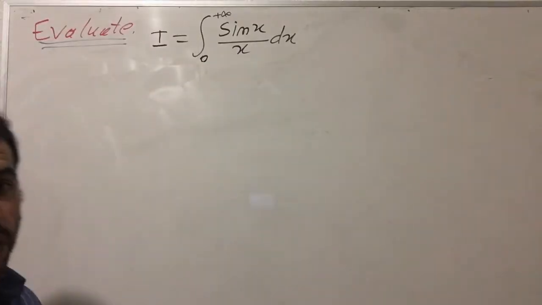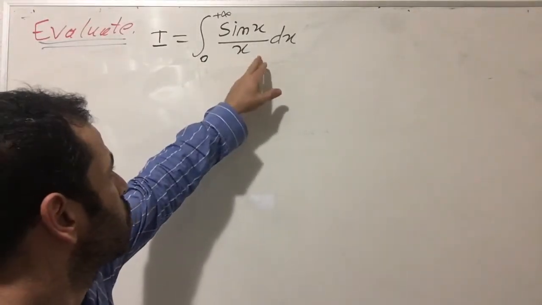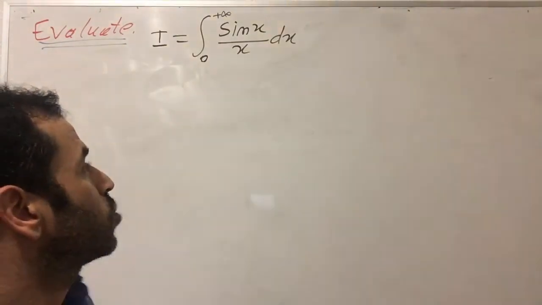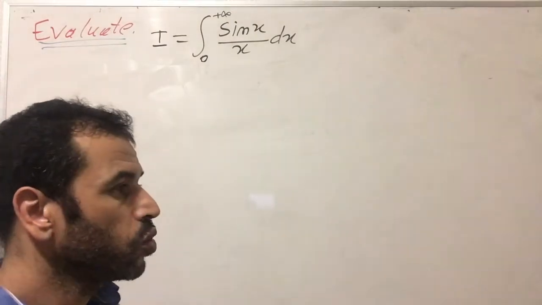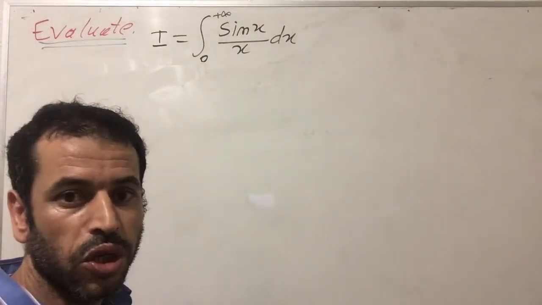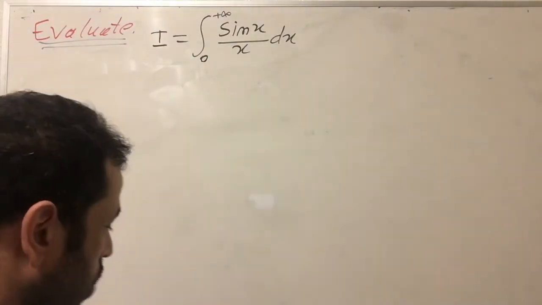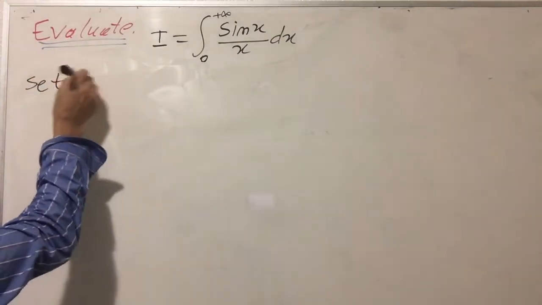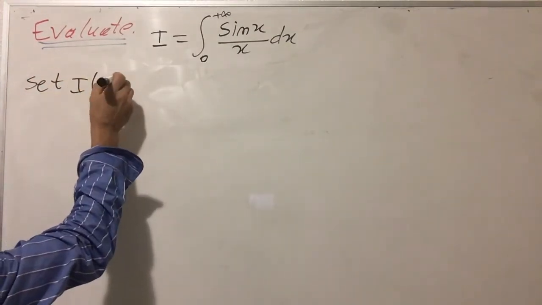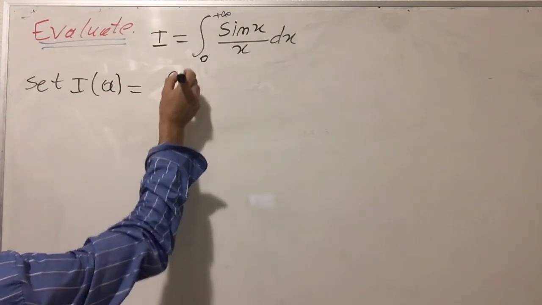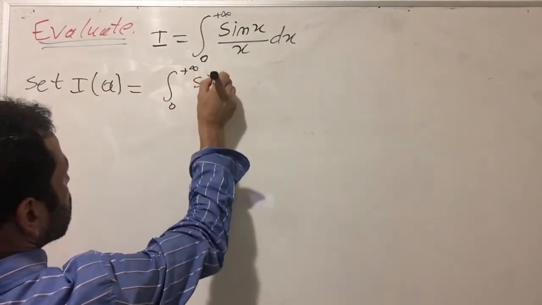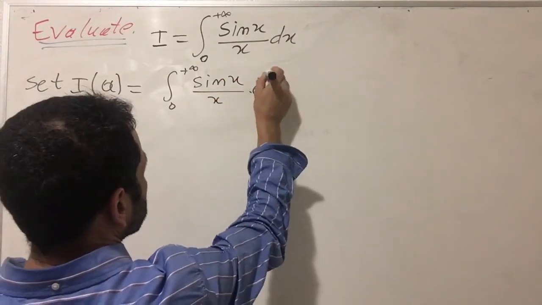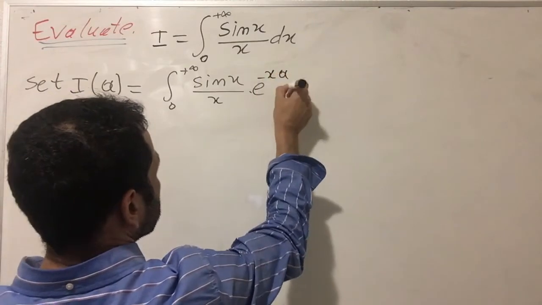The only problem that we have in this integral is that we have x in the denominator, so we have to think how to cancel out this x from the denominator. We are going to choose a new function which can help us to reduce this expression. So let's set I of a equal to the integral from 0 to plus infinity of sine x over x multiplied by another function, which is e to the minus xa, dx.